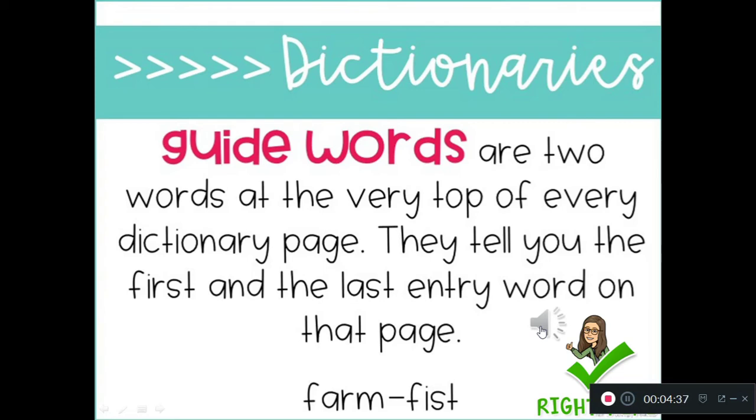How about you practice a couple? Would I find the word fern on this page? Take a moment and compare the letters in the word fern. F-E-R-N. Did you decide? If you thought that you could find the word fern on this page, give yourself a thumbs up. Great job. How about one more? The word fright.